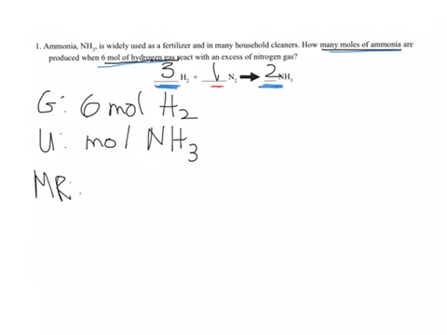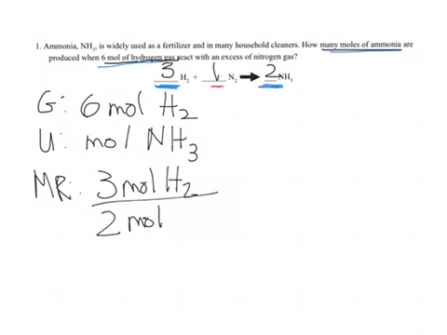In stoichiometry, the mole ratios always come from our coefficients. So we are going to take those coefficients and write out a ratio. For every 3 moles of hydrogen gas, 2 moles of ammonia is produced.